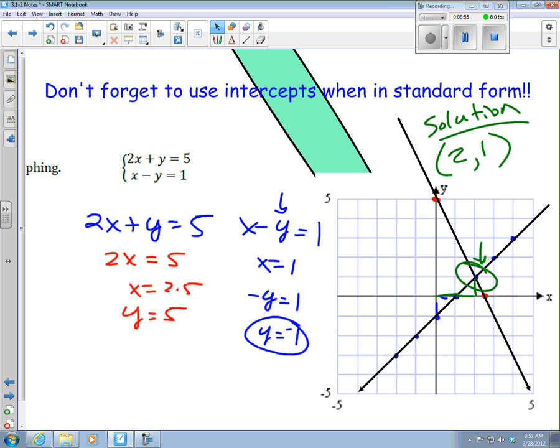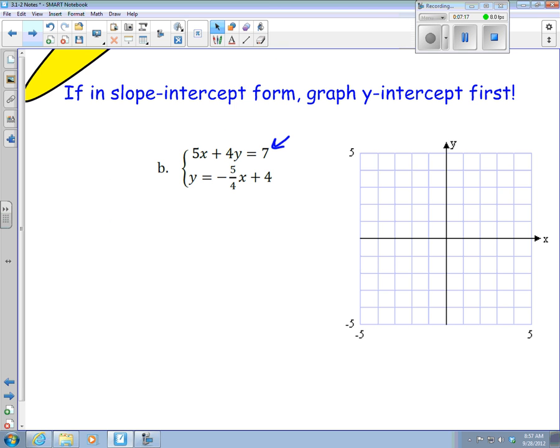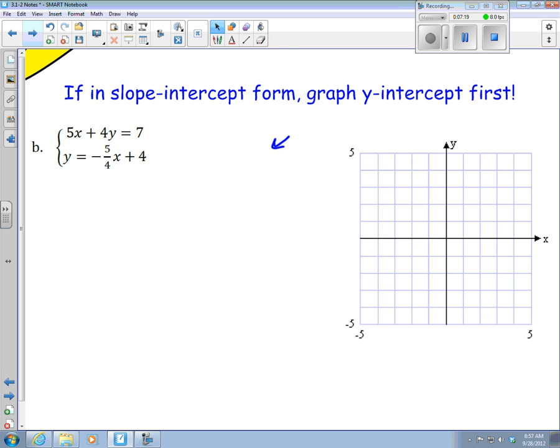Okay, here's another one. Graphing this bad boy. Well, x and y intercepts are going to be tough for this one. If you look at this top equation, 5x plus 4y equals 7. What I'm going to do with it is this: I'm going to solve it for y and put it in slope-intercept form.